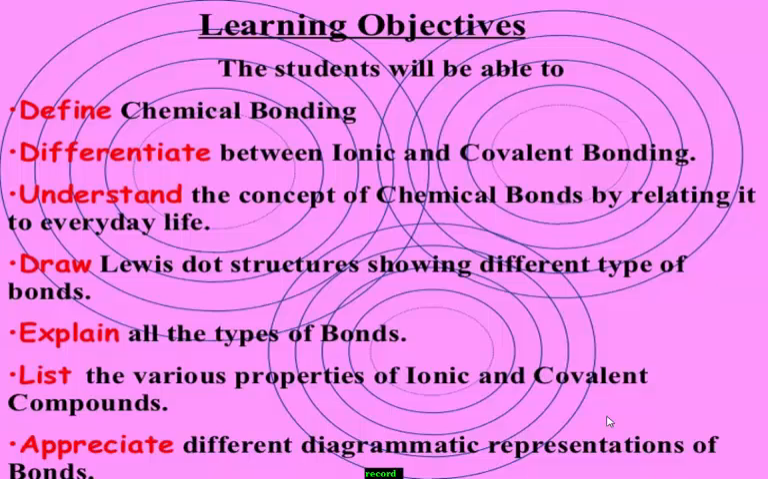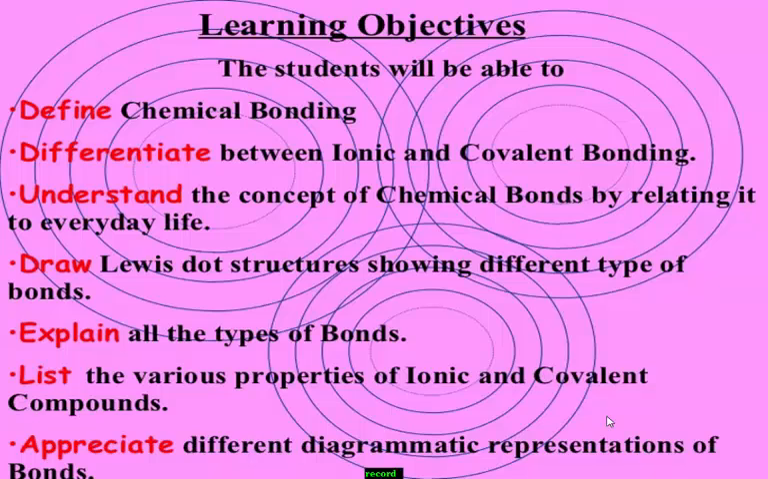So in this chapter, first we concentrate on the main points like what is chemical bonding, what is the difference between ionic and covalent bonding, and understand clearly the concept of chemical bonds by relating it to everyday life, and how to draw the Lewis structures showing different types of bonds, the various properties of ionic and covalent compounds, and different diagrammatic representations of bonds by using VSEPR theory, molecular orbital theory, as well as valence bond theory.